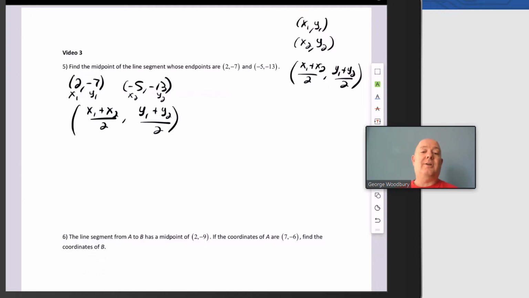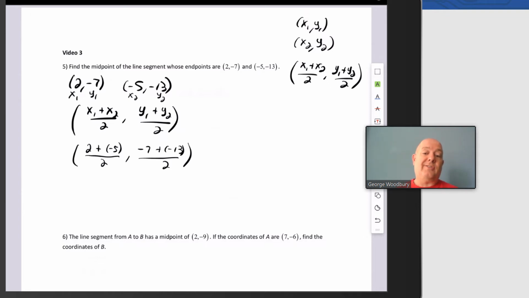Also notice that we're not subtracting here. So in the distance formula, we subtracted the coordinates, but in this formula, we actually add them together. So substituting in x1 is 2 plus -5 for x2. That's going to be divided by 2, comma, for y, it's going to be -7 plus -13 divided by 2.